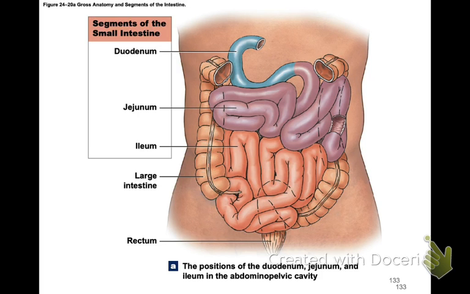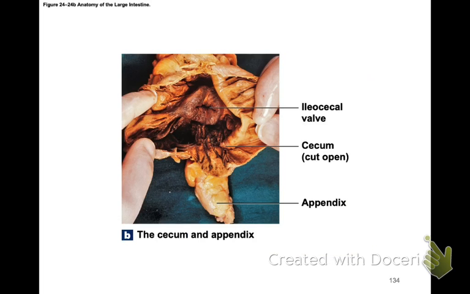So here's a diagram showing you that about 10 inches of the duodenum. The jejunum is mostly superior and more on the left, and the ileum is mostly inferior and down on the right. And here's a view of the ileocecal valve. You're looking in through the ascending colon at the top and the cecum at the bottom, and you can also see the appendix in that picture.